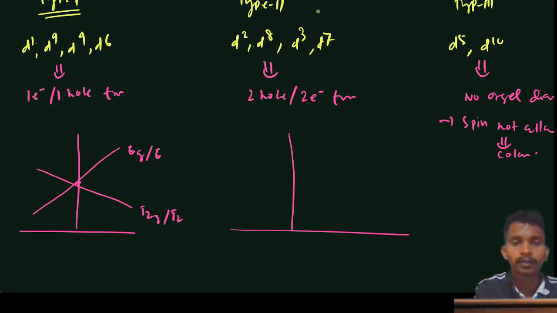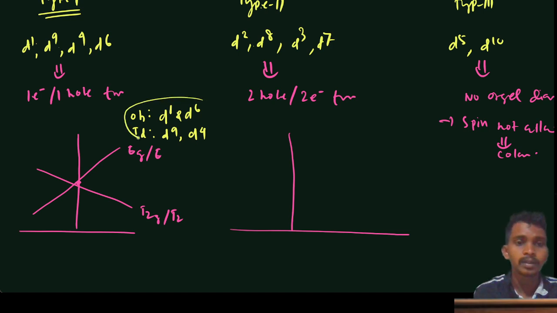And this is for the case where you have to remember D1 and D6. This is for octahedral, and tetrahedral will be just the opposite of this. Opposite means D1 adds up to 10, giving D9, and the other is D4. For this type of d orbitals, the transitions will always be from T2G to EG.